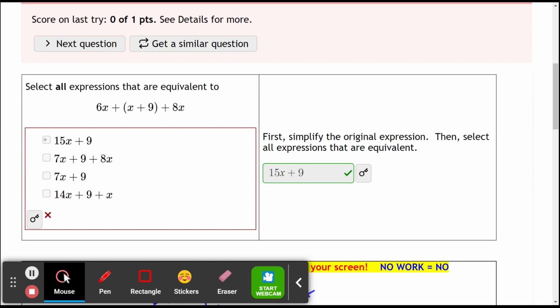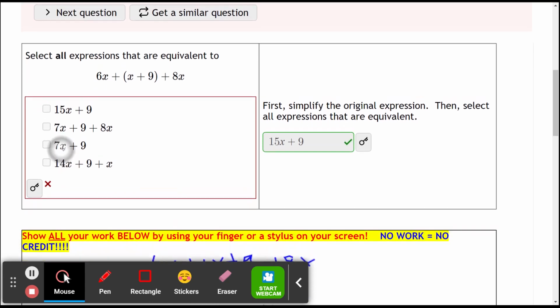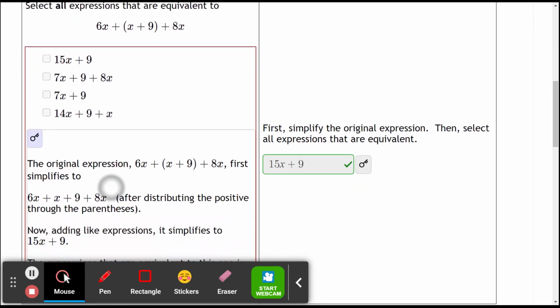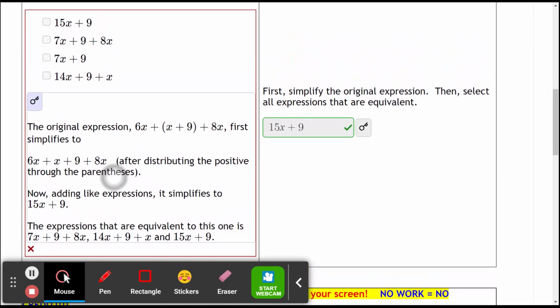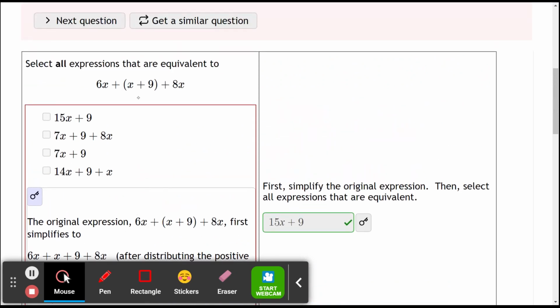Duh. I should have put this one down, 15x plus 9, and then 7x plus 8x, that is 15x. So it should have been these two right here, and then 14x plus another x is 15x. So it should have been the first one, the second one, and the fourth one. And I'll check with the key here. And notice the key gives us all this stuff. And it should be the first, the second, and the, all three. Yeah.